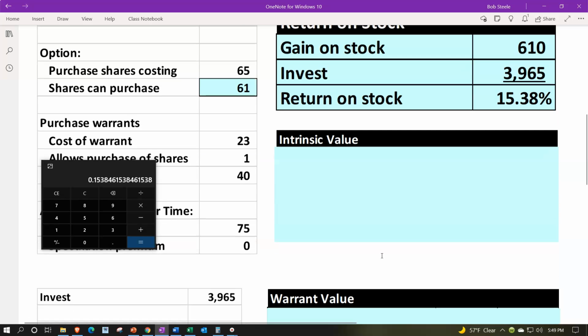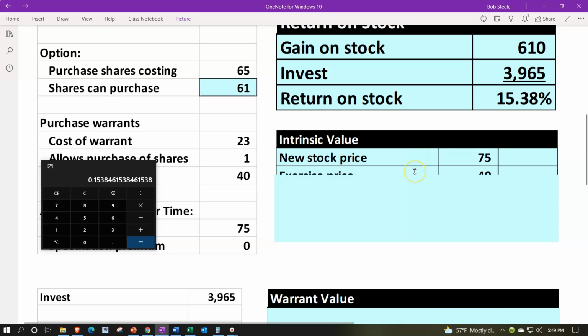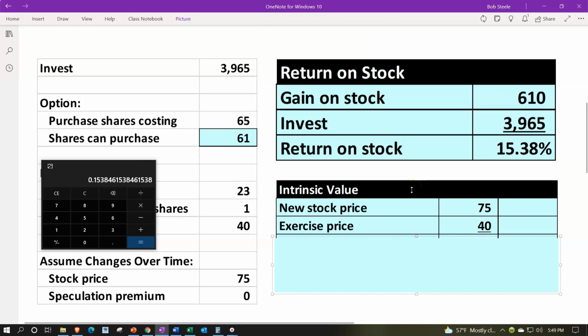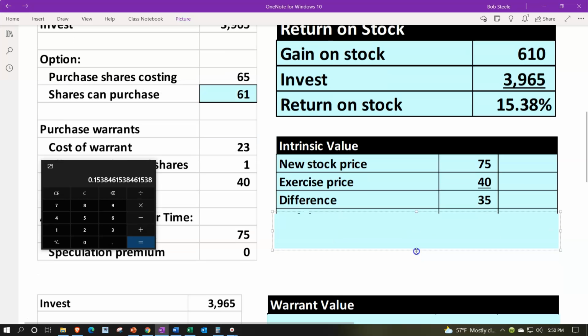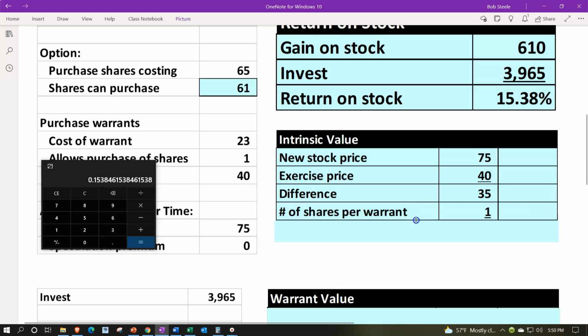15.38%. And now let's be considering our warrants. What's going to be the intrinsic value of the warrant? We had the $75 at the sale time, or a year later, and we're going to have the exercise price, which is still at the 40, which is given here. So that gives us a benefit between the two of the $35. So we got a $35 benefit for exercising the warrants.